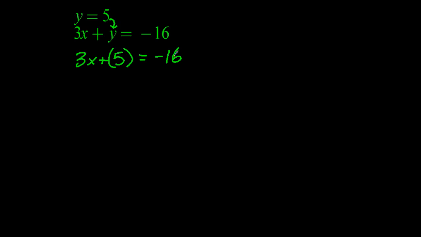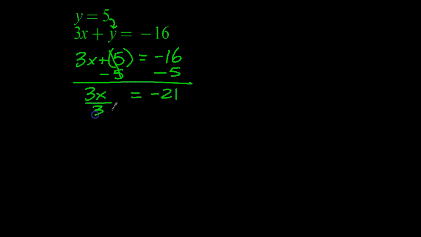Okay, I substituted in, right? I know that y is 5, so where I see y, put in 5. So 3x plus 5 equals negative 16. And now I can just go ahead and solve this. I'm going to subtract 5 from both sides. I could have also moved the 5 to the other side and it becomes negative. These cancel out. I get 3x is equal to negative 16 and negative 5 make negative 21. Divide by 3 on each side, and I'm left with x is equal to negative 7.